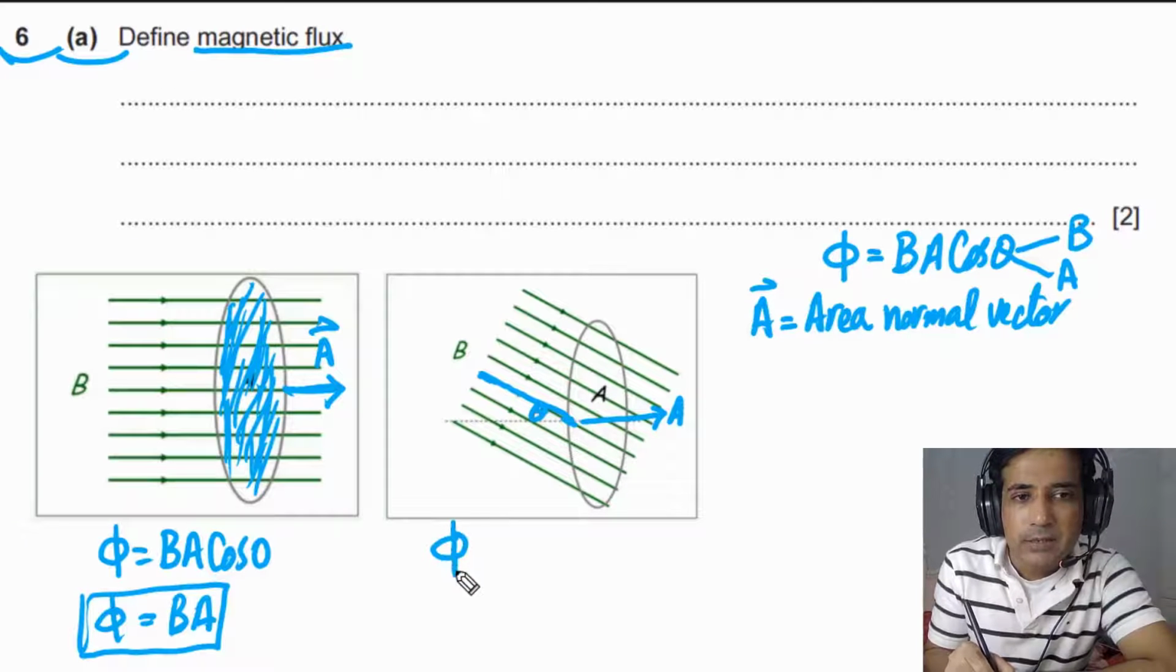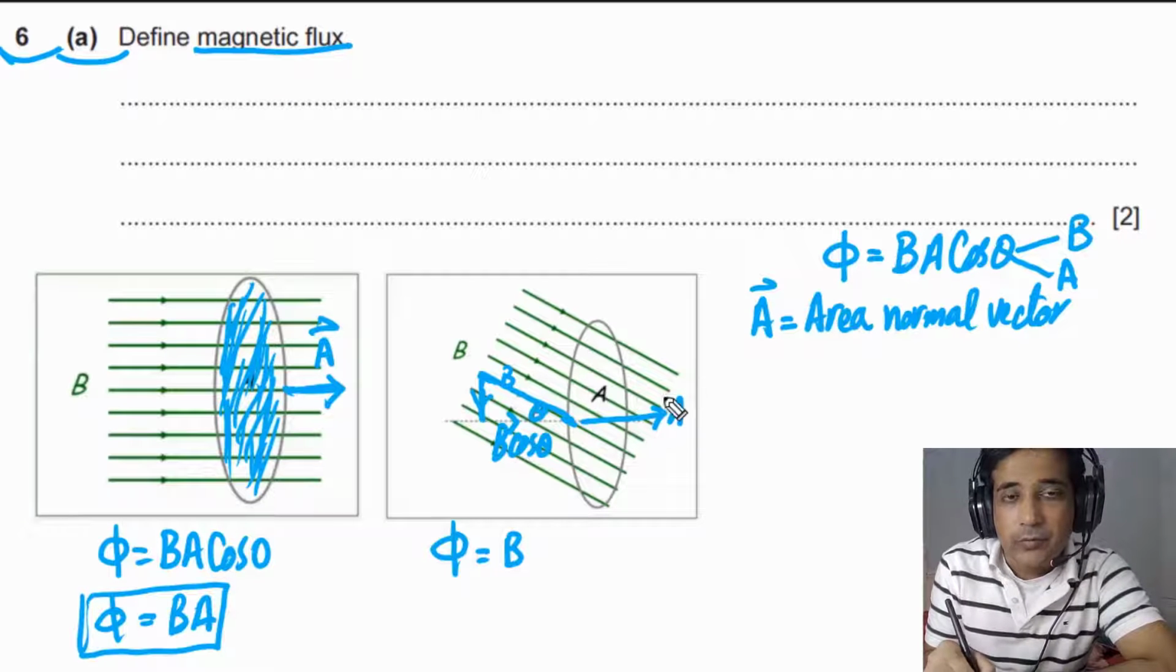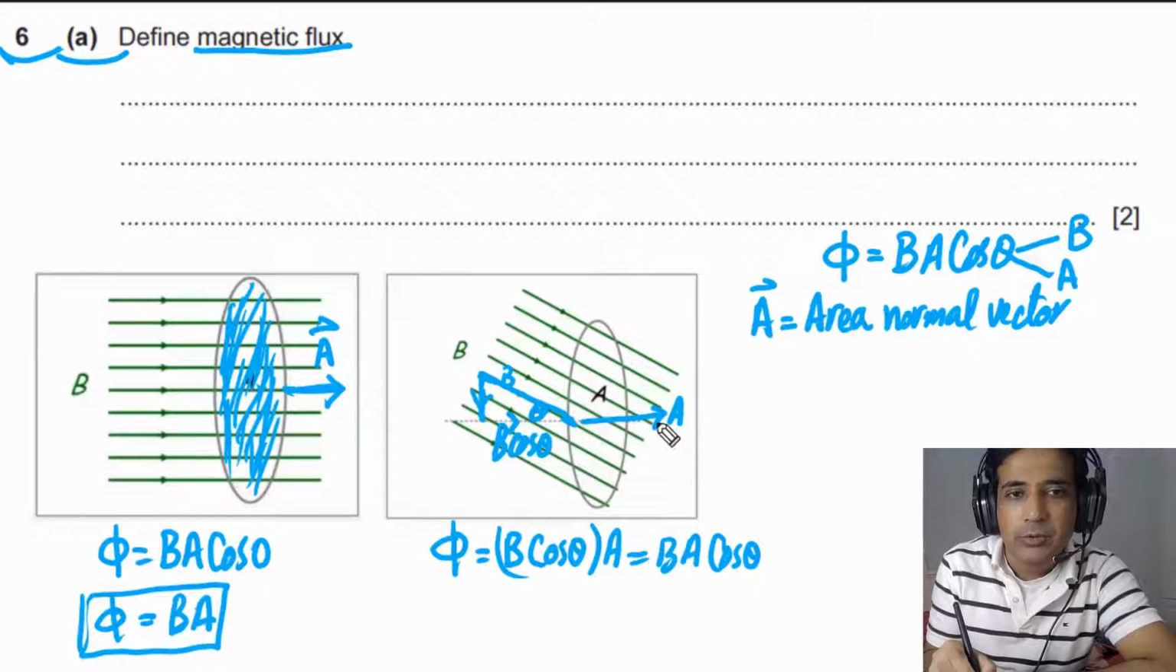So flux in this case will be equal to B cosine of theta times A. This is B. We can resolve this into two components. This is one component and this is the second component. This component is B cosine of theta, and it is parallel with the area normal vector. So we have B cosine of theta times A. Simply you can write BA cosine of theta, where theta is the angle between A and B. So simply in this case, flux is equal to BA cosine of theta.